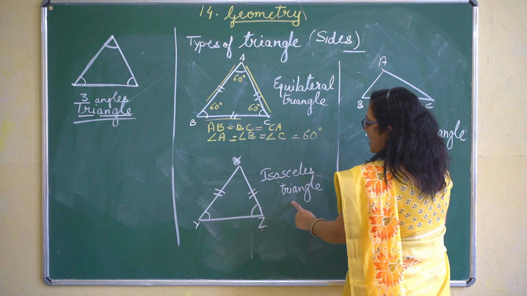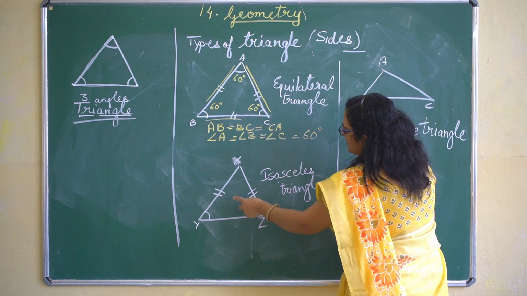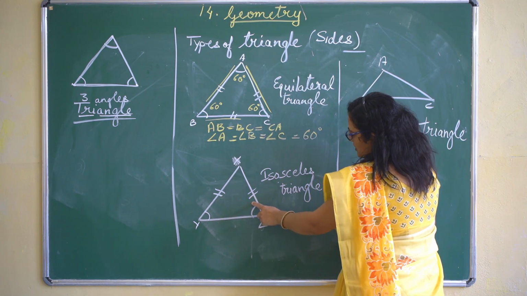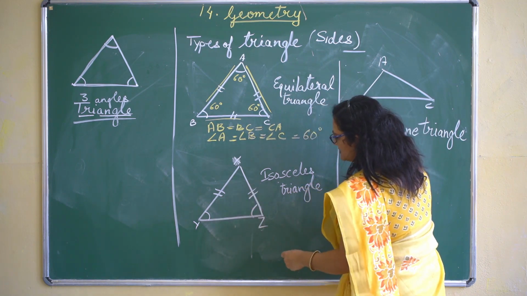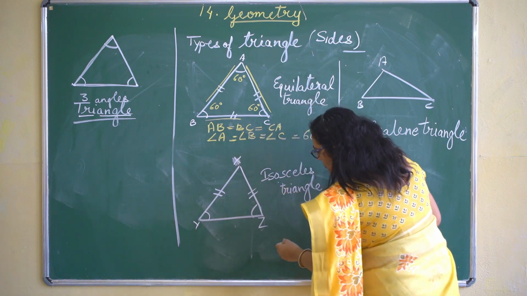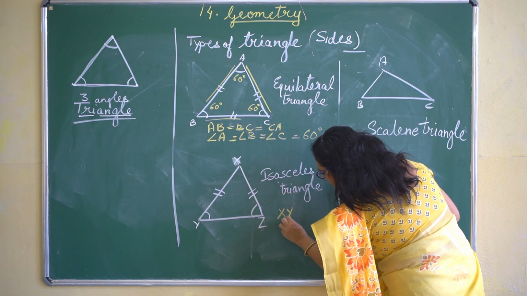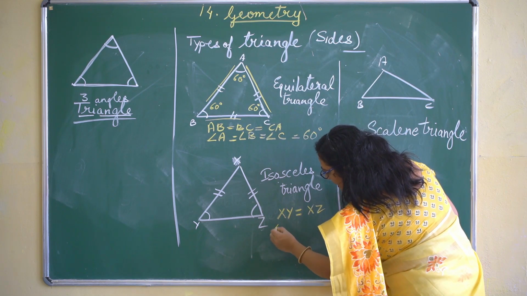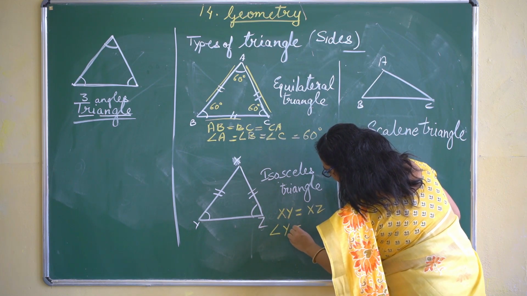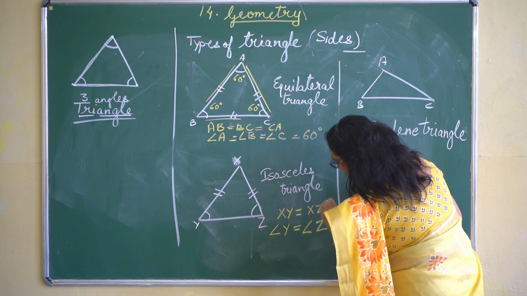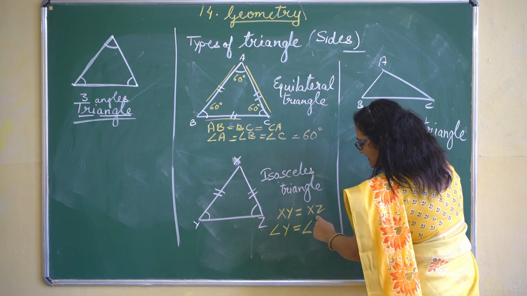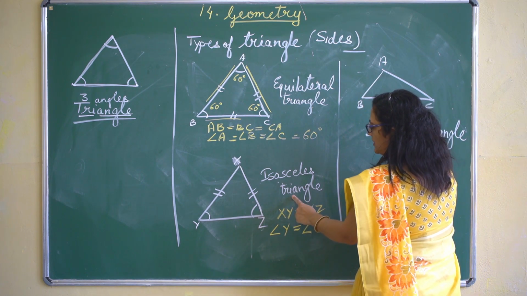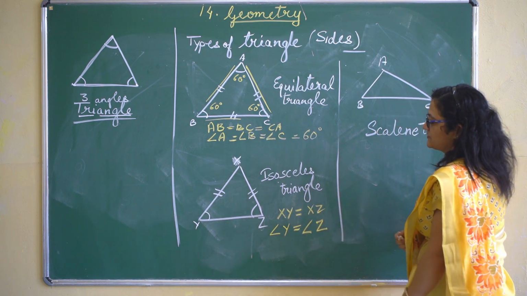Second, an isosceles triangle means only two sides are equal as well as two angles are equal. Two sides, XY equals XZ. And any two angles: angle Y and angle Z are equal. So a triangle with any two sides and any two angles equal is called an isosceles triangle.